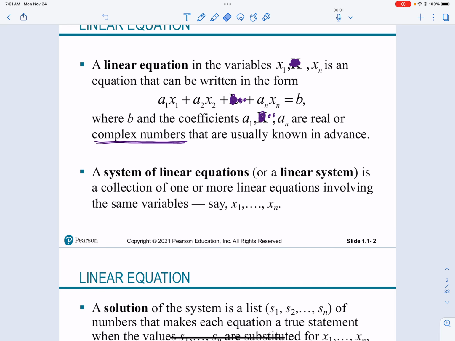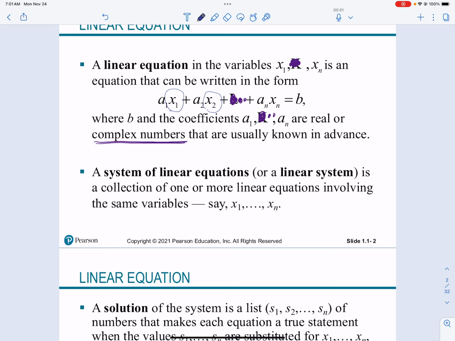Sorry, I think when it was converted to PDF, it did not convert right. So it's x1 through xn, and the equation can be written as a1 x1 plus a2 x2 plus ... plus an xn equal to b, where b and a1 through an are real or complex numbers. They are typically called what? Coefficients.